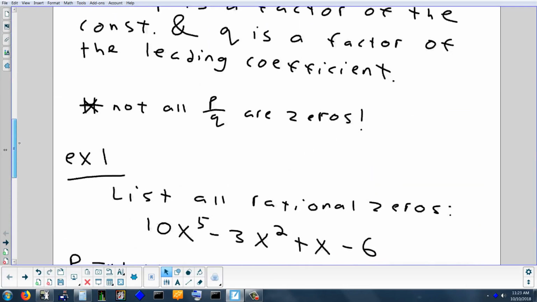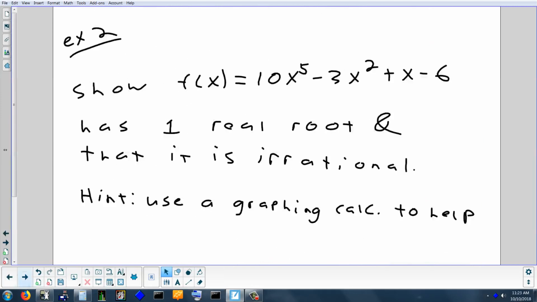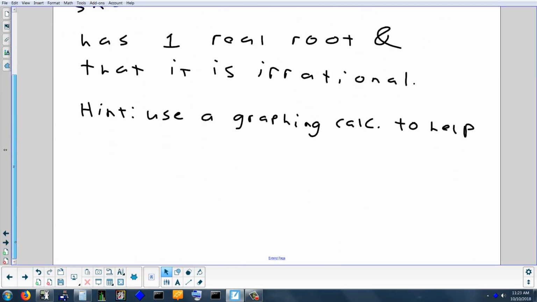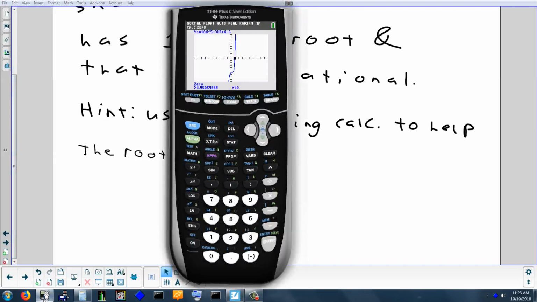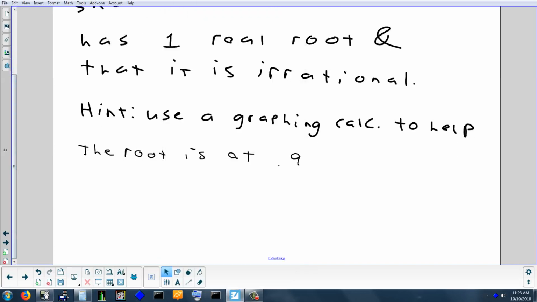I actually think that's example 2. Is that the same one we just did, 10x to the 5th? Yep. So now example 2 says, show that the example we just did has one real root, and that it's irrational. So the way you would write it is you'd say the root is at 0.9505, and this is not a number that was in our list of possible rational roots.